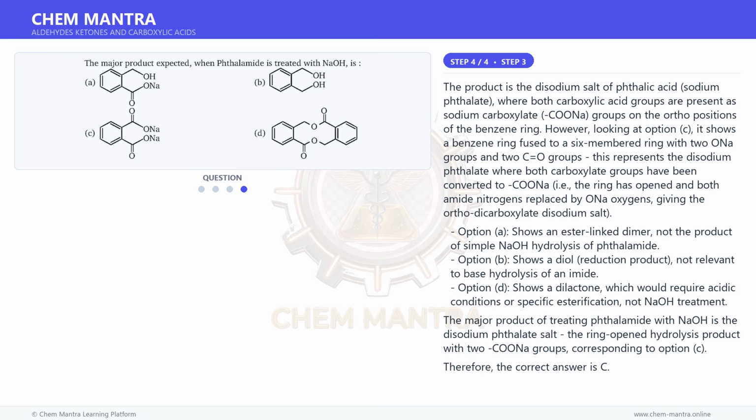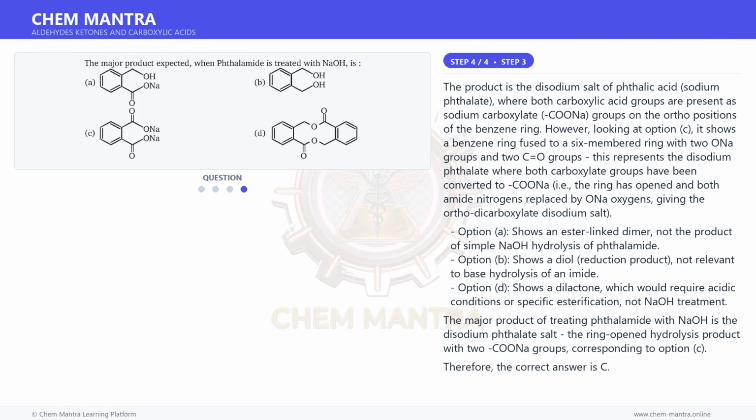However, looking at option C, it shows a benzene ring fused to a 6-membered ring with 2 ONa groups and two C=O groups. This represents the disodium phthalate where both carboxylate groups have been converted to COONa, i.e., the ring has opened and both amide nitrogens replaced by ONa oxygens, giving the ortho-dicarboxylate disodium salt.